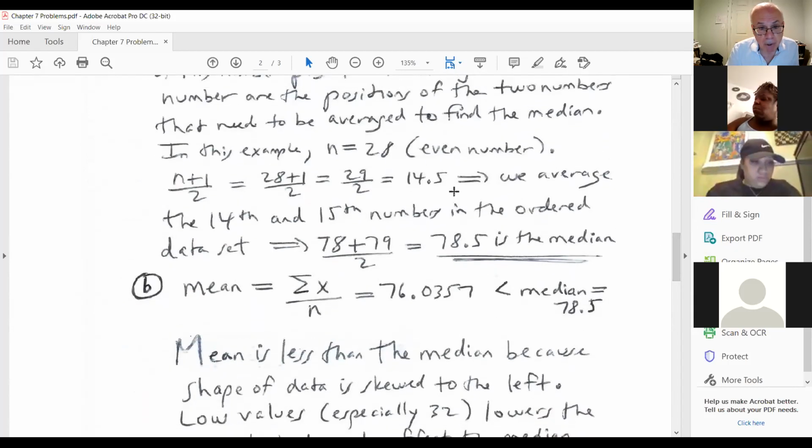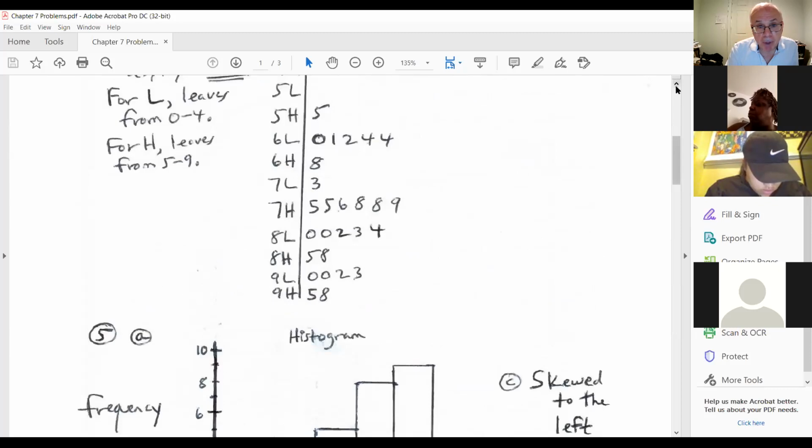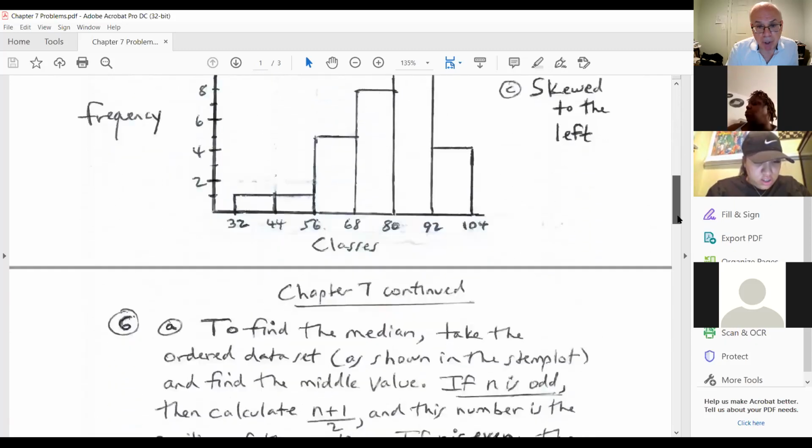It explains exactly how you do it. Many of you already know how to find the middle value in a list of numbers. That's the median. All right. And what the median means is that 50% of the numbers are less than that and 50% of the numbers are greater than that. Well, 78.5 is not even in the data set. But if we count the number of numbers less than 78.5, we get how many? 14. How many numbers are greater than 78.5? 14. All right, that's the definition of a median. Half the numbers are less than that number, half the numbers are greater than that number.